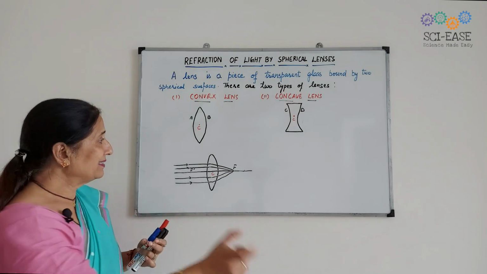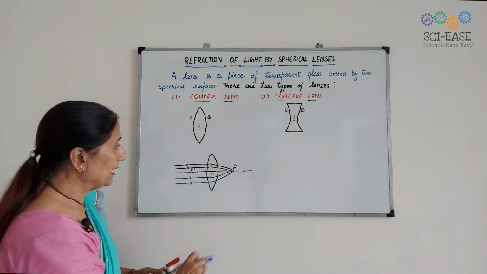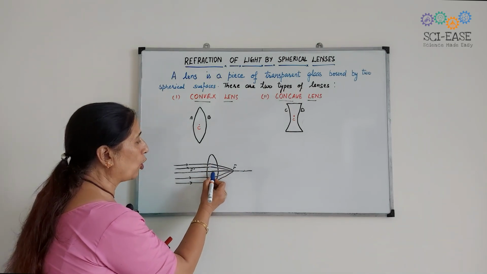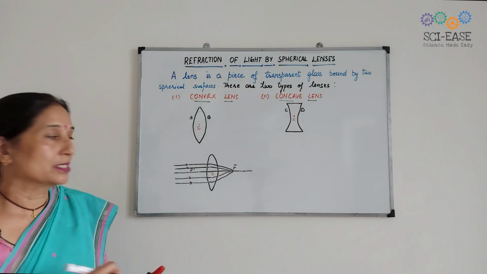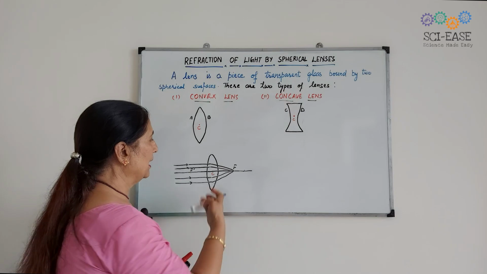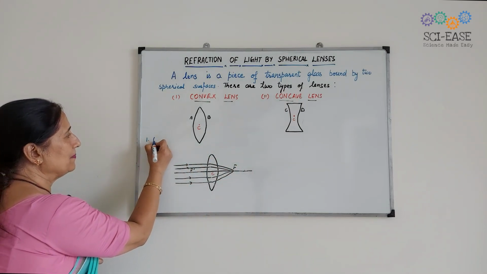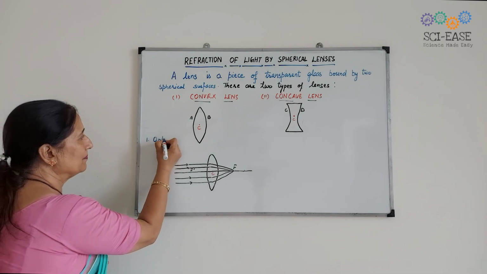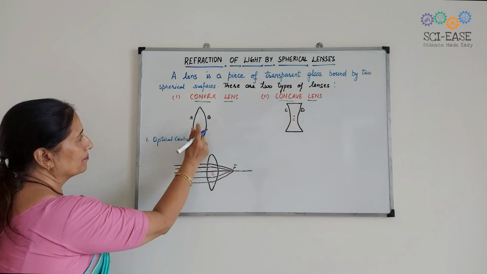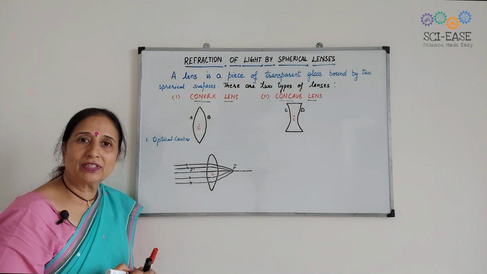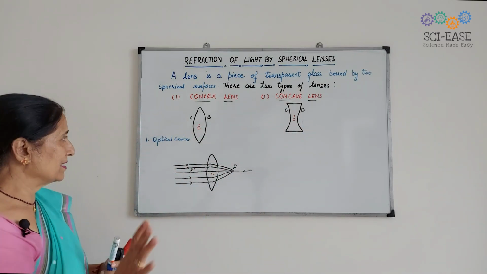Next term is the focal length. So what is focal length? It is the distance between the optical center and the focus, or the principal focus. This is the focal length. So how many terms have we done? The first one is the optical center. Where is it? It is the point C, the center of the lens. That is the optical center of both the lenses.